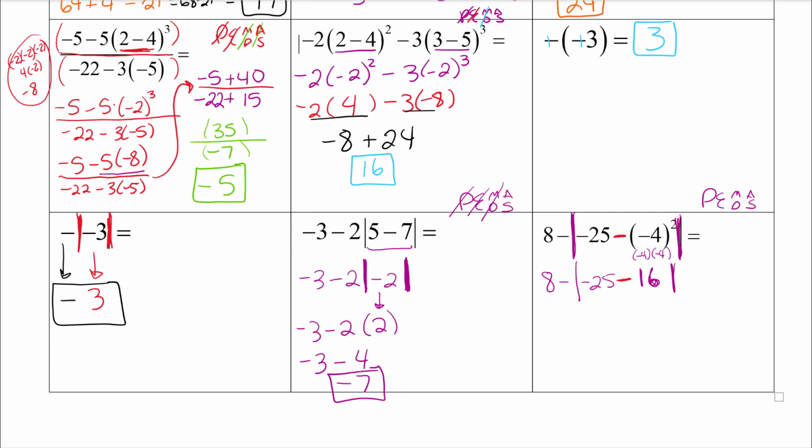Still working on inside the parentheses. Now I have to subtract. Negative 25 minus 16 is negative 41. And we have 8 minus. Now we actually have to do the absolute value bars. The absolute value of negative 41 is positive 41. So P is finally done. There's no E. There's no multiply and divide. So now I just take 8 minus 41 and I'm getting negative 33. And that concludes this lesson on ordered operations.